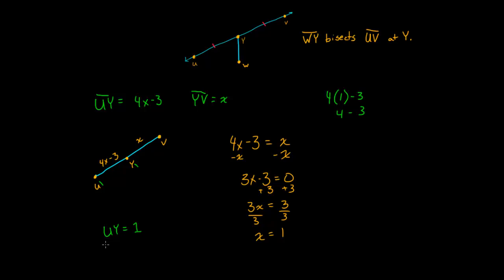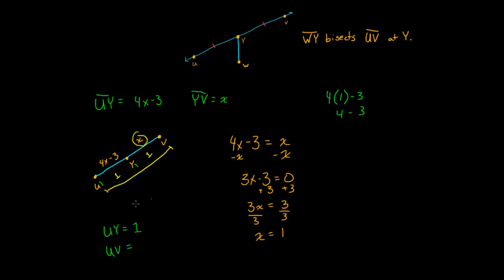And it also wants us to find UV. This is where you've got to be careful. UV, it wants us to find from this point all the way. We've got to find this entire thing right here. We know that this is equal to 1. And we know this same side equals, you can either do the arithmetic right here of putting 1 in for x, or you can say, well, it's the exact same thing as this half.